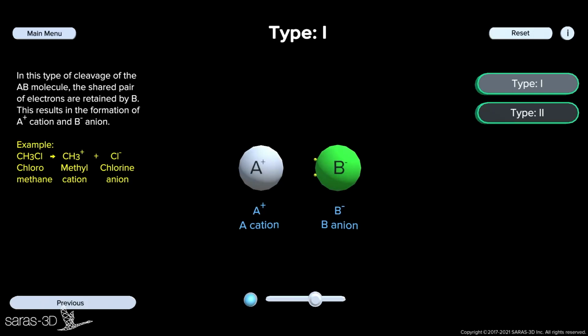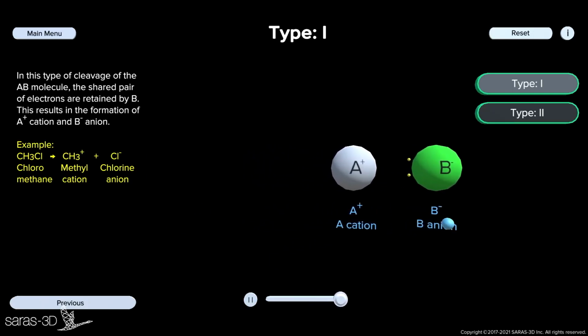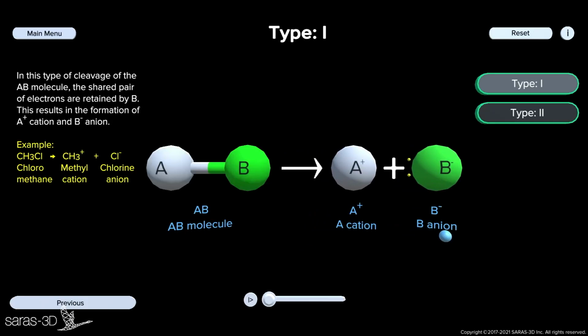And that is why this results in the formation of what we can see here as B minus. That means an anion of atom B is formed, and the atom A, which has got no electrons, because the electron density got shifted towards the more electronegative atom B, acquires a positive charge. So that is why the cation of atom A is formed, which is A plus.